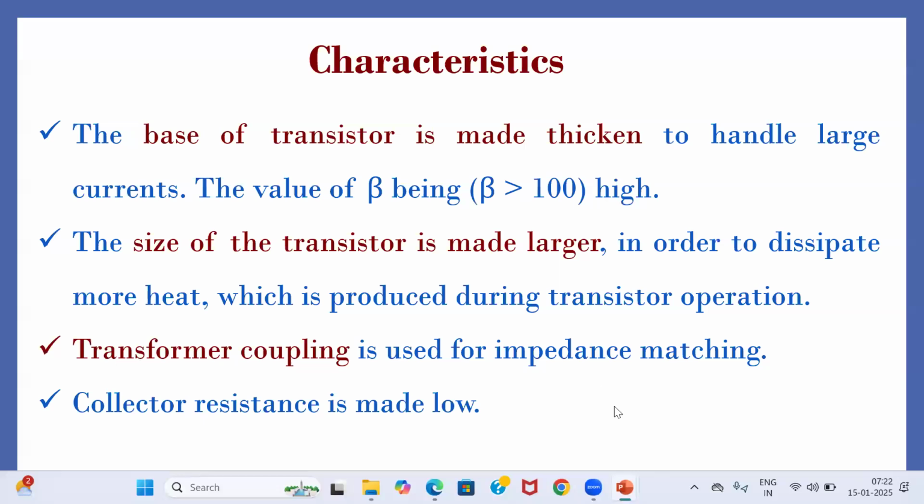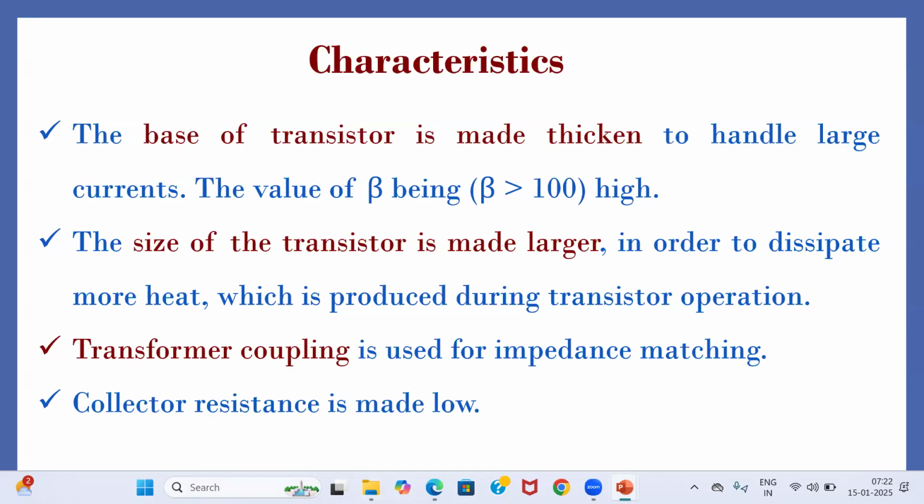In order to achieve this, we have to increase the base thickness. Increasing the base thickness is one of the characteristics: it can handle large currents. The value of beta should be made high because of this. Once we increase the thickness of the base compared to a normal transistor, the size of the transistor is also made larger in order to dissipate more of the heat produced during transistor operation.